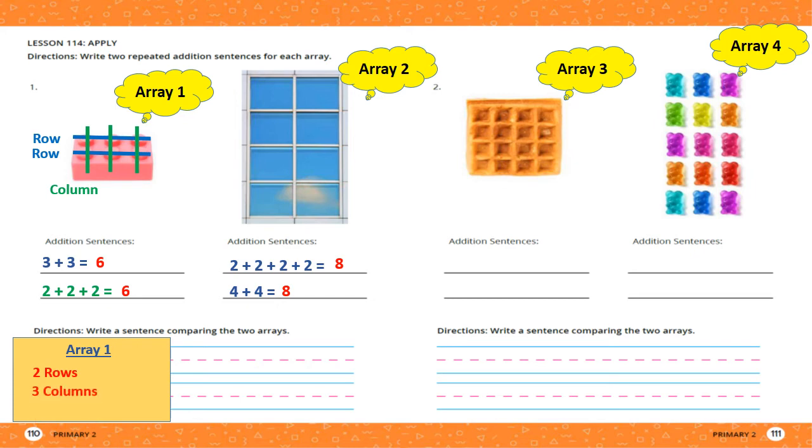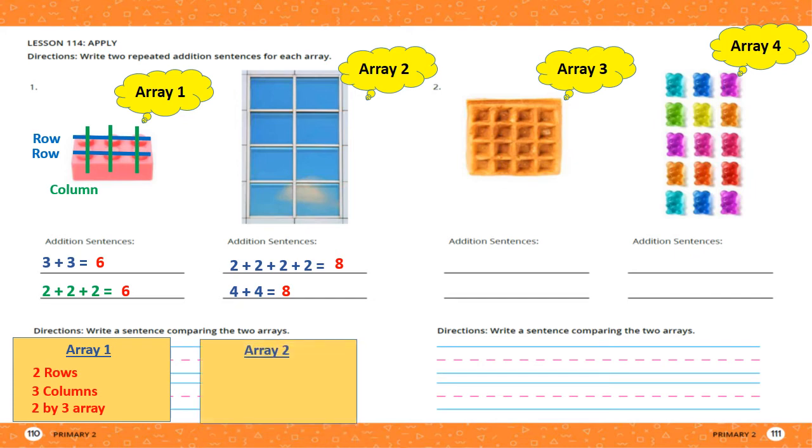The name of array is rows by columns. So we will write 2 by 3 array. So simple. Here we have 2 rows and 3 columns. So the name of array is number of rows by number of columns. 2 by 3 array.